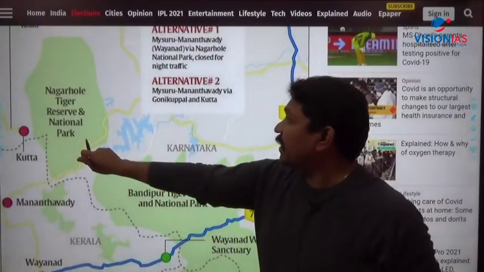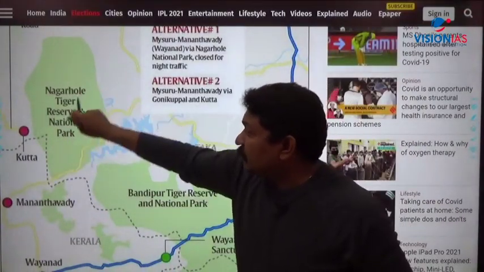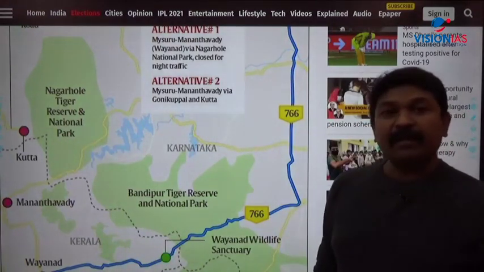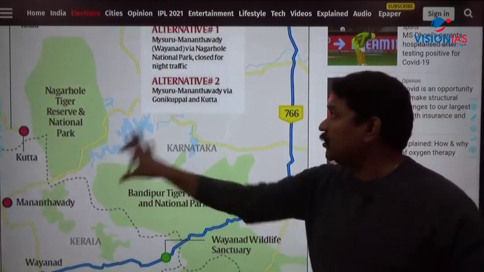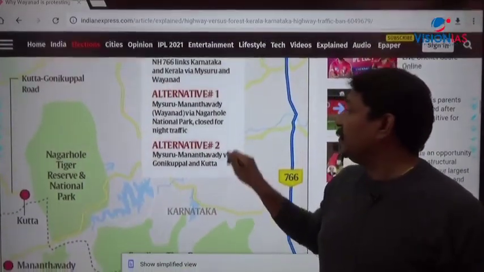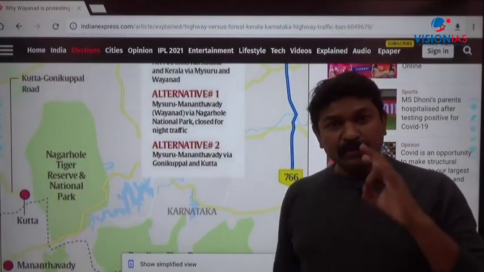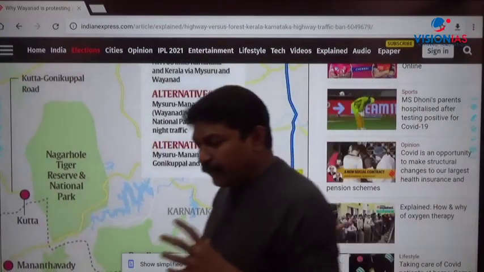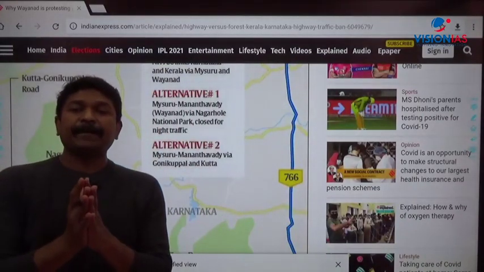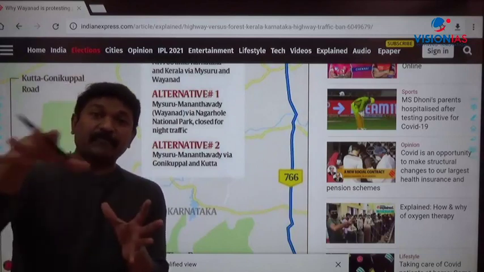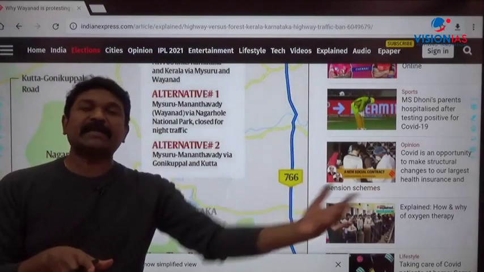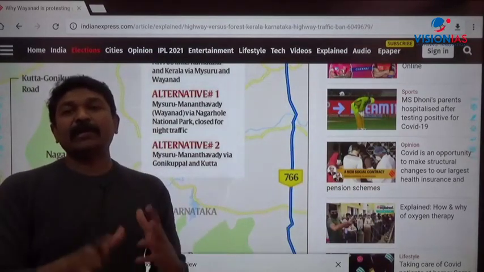This is the Nagarhole Tiger Reserve. Through this, if we go in, then we can enter into Kerala again. There are different alternatives. All these areas come under the Nilgiri Biosphere Reserve. You should be very careful regarding where that particular protected area is, what is the importance of that geographical location, which tiger reserve, which national park is there by the side. You should have good clarity.